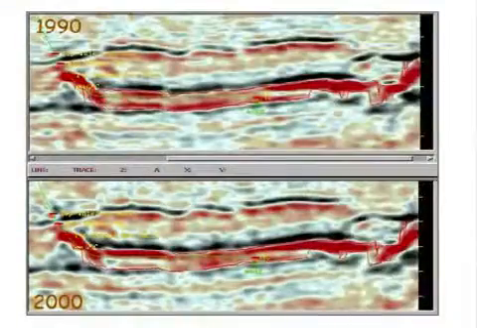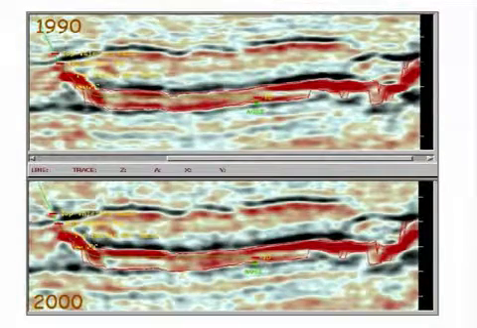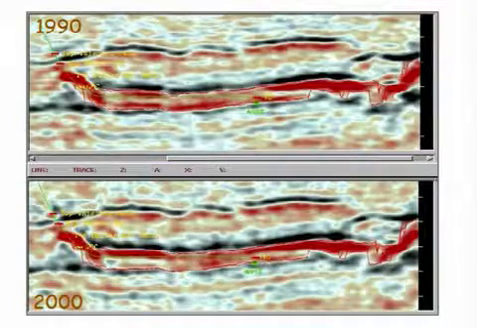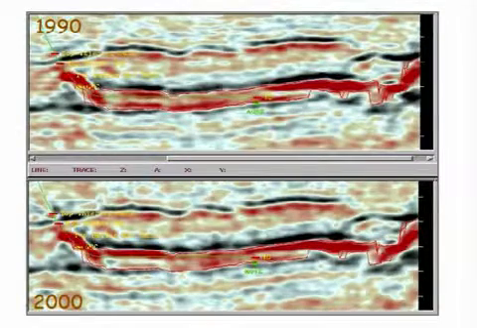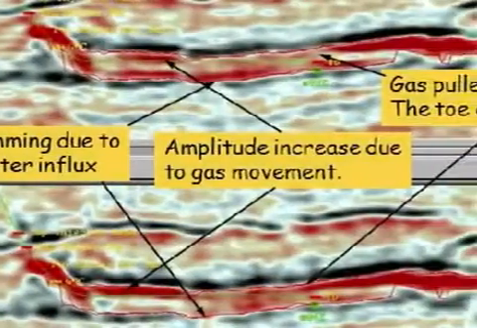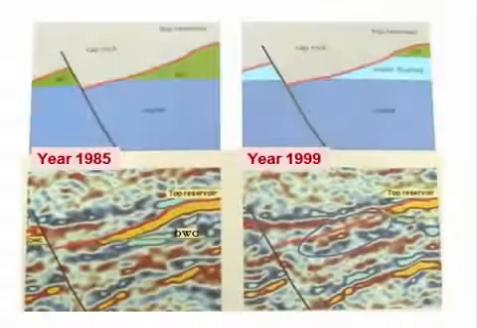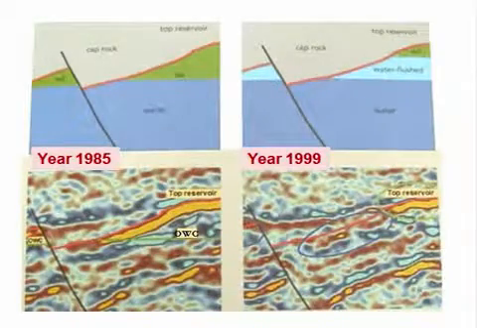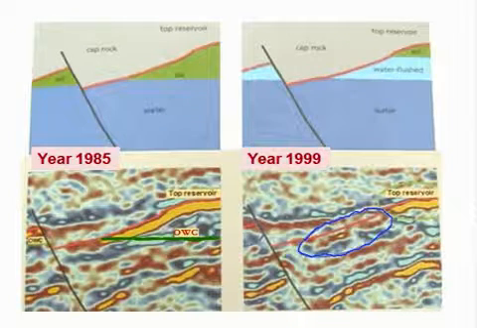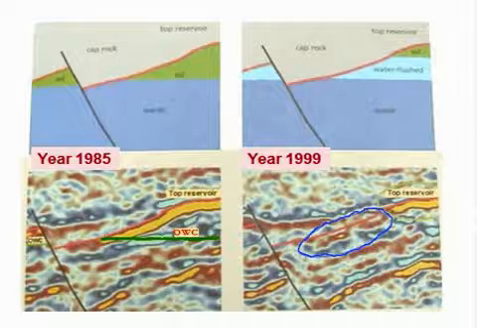Here's another example. In this study, they did a seismic survey in 1990. They repeated the survey in 2000. Now we can start to see fluid movement and understand how fluid is moving through the reservoir. These surveys were done in 1985 and again in 1999, 14 years later. After 14 years, it is possible to get a picture of what is happening inside the reservoir.